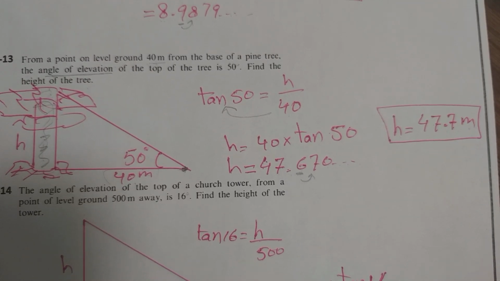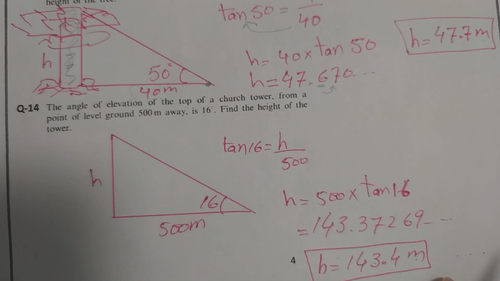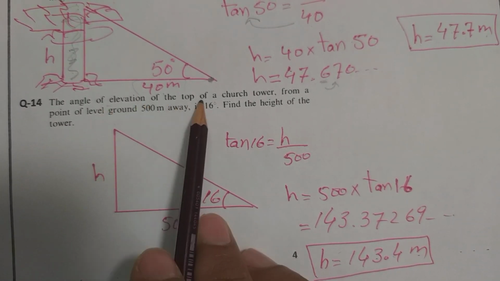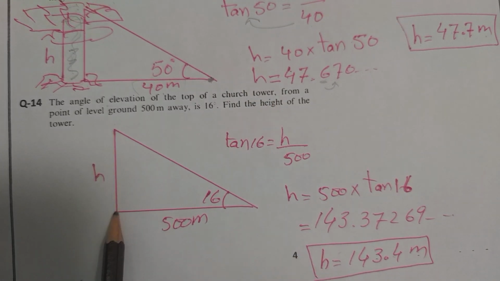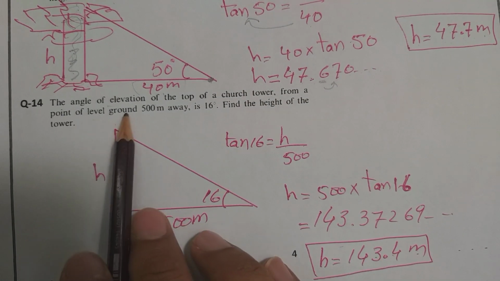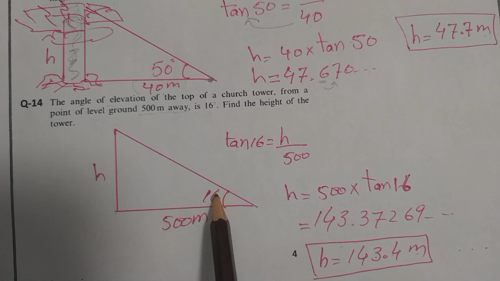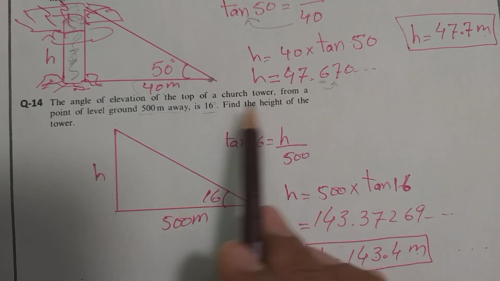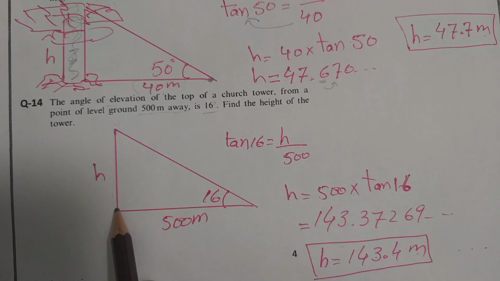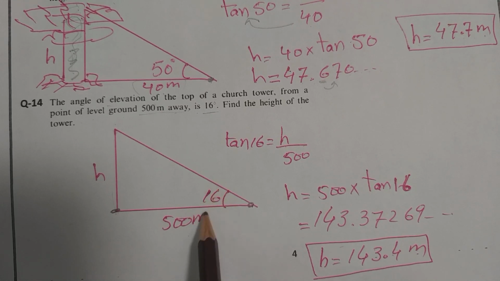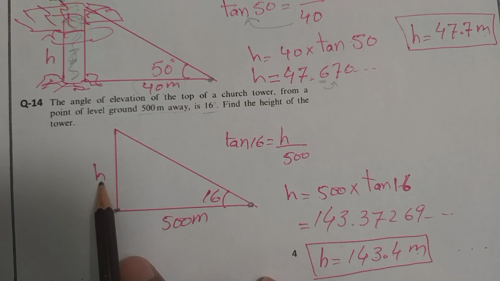Question number 14, also the same kind of question, but it's the angle of elevation again of the top of the church tower. For example, this is the church tower. From the point on level ground 500 meter away is 16 degree. So angle of elevation is 16 degree. Find the height of the tower. So again, from the church tower to the point, the distance is 500 meter, and the angle of elevation is 16, and we need to find the height.